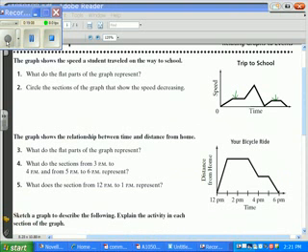How do you know if you're stopping? Where are you stopping, Mr. Maury? When the speed goes down to 0. So we're stopping here and here. So we know that that's stopping because my speed becomes 0.